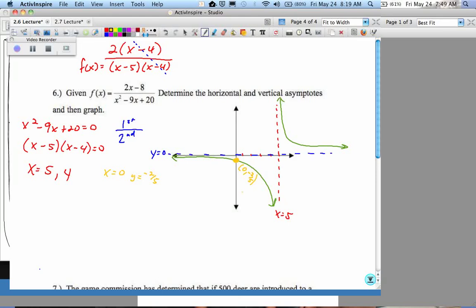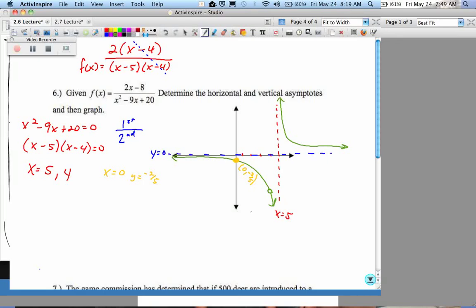But what are we missing on our graph? What do we do at 4? When x is 4, what should we do? We should go back in there at 4, which would be about right there, and literally draw the hole in the graph.